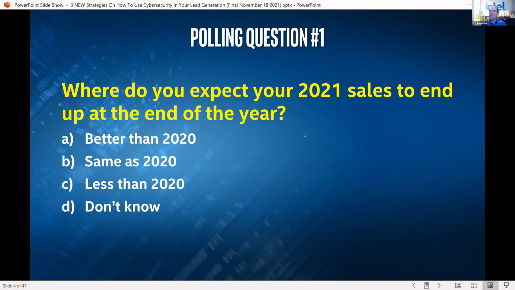What I want to do is get perspective on how you think your 2021 sales are going to end up at the end of this year. It's only a couple more weeks away, but think you're at the end of the year and you're looking back at 2021. Is it going to be better than 2020? Is it going to be the same, or is it going to be less? I put a don't know on there, but everyone has an idea of where things are trending. Hopefully, Jeff, right?